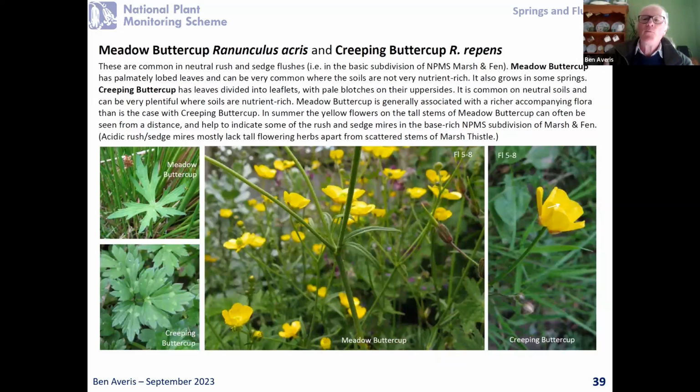And the meadow buttercup is more common in what you might say are some of the better examples, from a sort of conservation or condition point of view, better examples of neutral flush, where it's not been eutrophicated. But you can often get both species coexisting together as overlapping habitat.